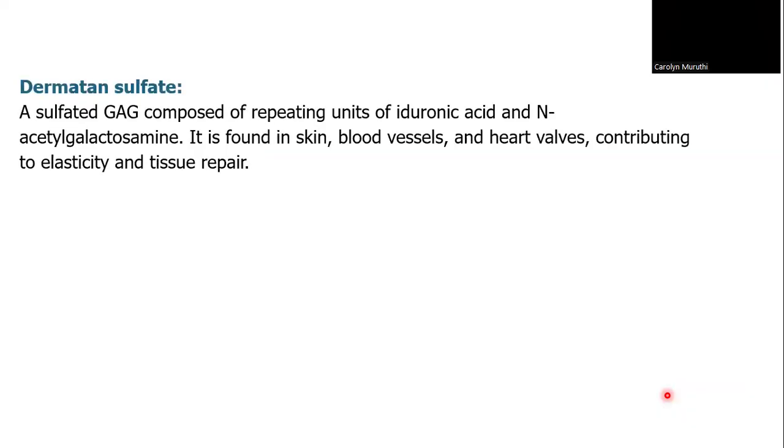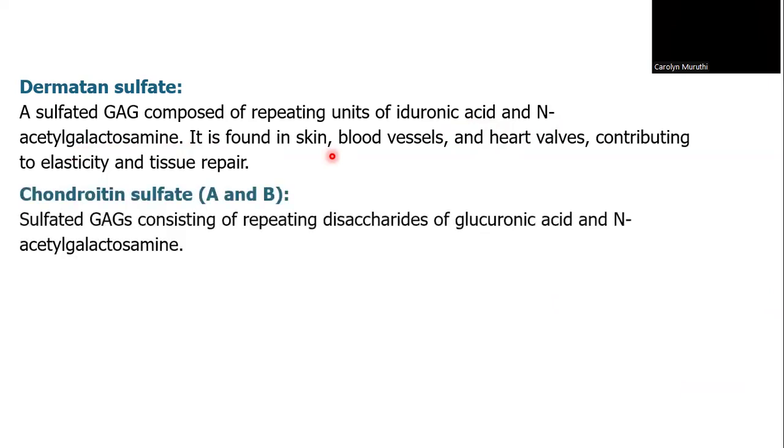Dermatan sulfate is composed of repeating units of iduronic acid and N-acetyl galactosamine, found in skin and blood vessels, and therefore it contributes to elasticity and also tissue repair. Chondroitin sulfate, as a GAG, consists of repeating disaccharides of glucuronic acid and also N-acetyl galactosamine.